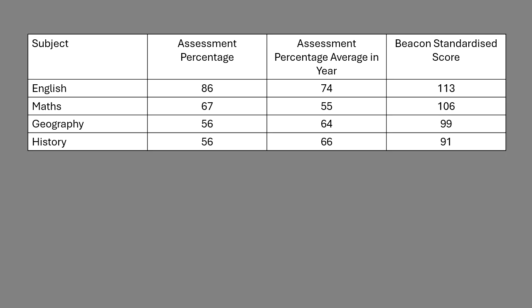So this is an example of what you'll see for year 7, 8 and 9 in the way that we give the information. So you will see, at the beginning, the assessment percentage, and then the assessment percentage average for the year group, and then finally the standardised score. So let's take you through those three different columns.